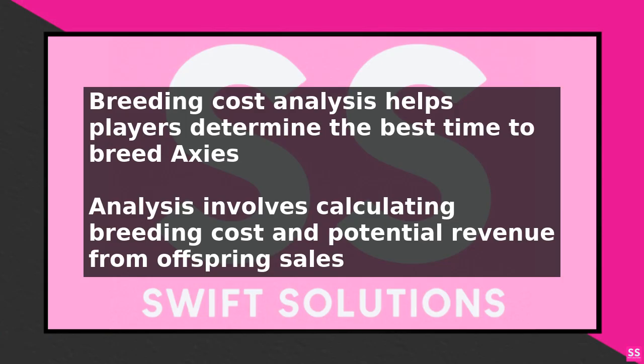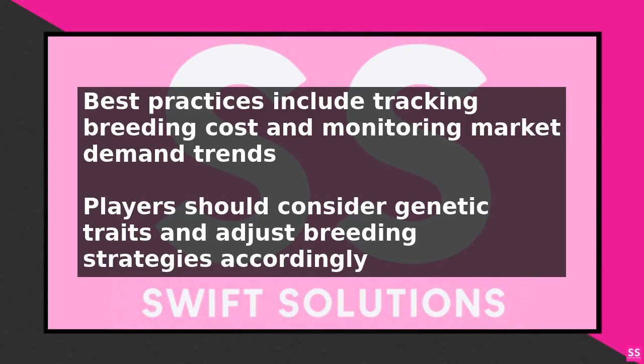Reducing the cost. Best practices for breeding cost analysis include keeping track of the breeding cost, monitoring the market demand for different types of Axies, and adjusting breeding strategies accordingly. Players should also consider the genetic traits of their Axies and how they will be passed down to the offspring.